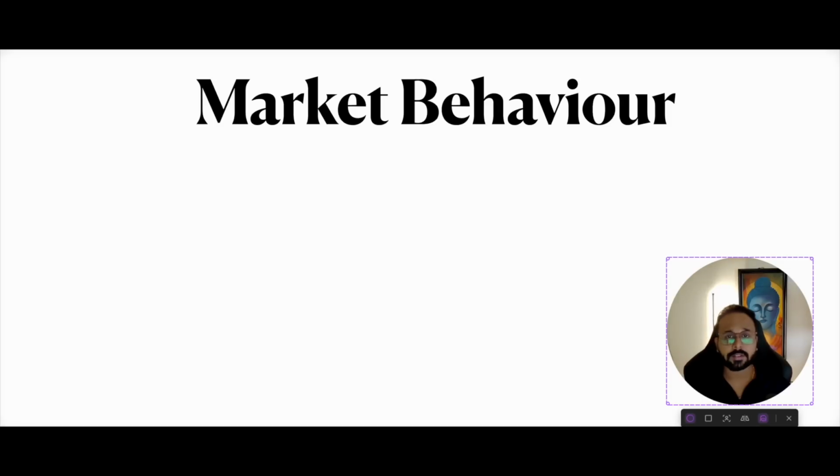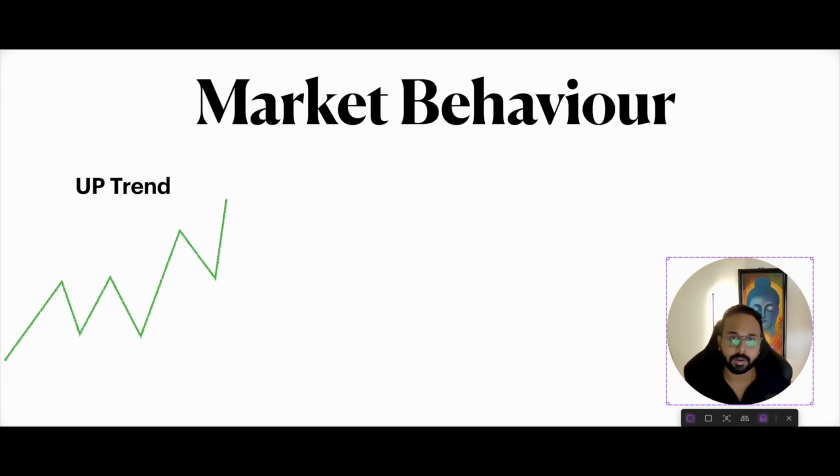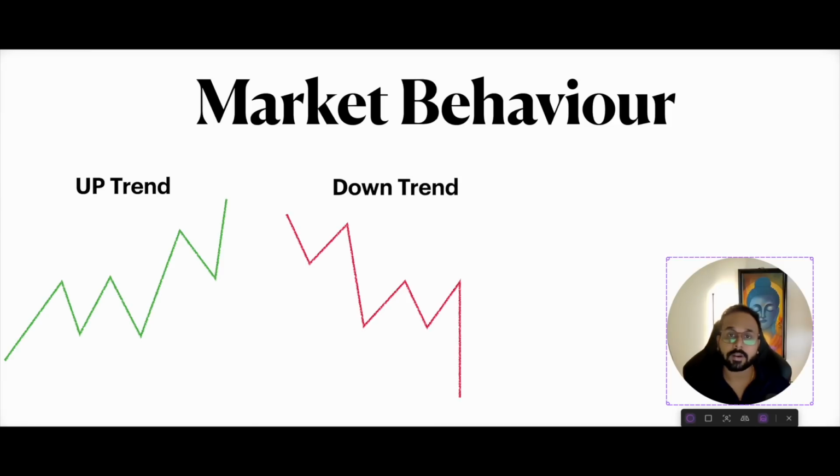Whichever chart you open and see, the market will move only in 3 ways. First, it will make higher lows and higher highs and move towards the upside. We call this an uptrend or bullish market. Second, the market will make lower highs, lower lows and move towards the downside. We call it a bearish market or a downtrend.